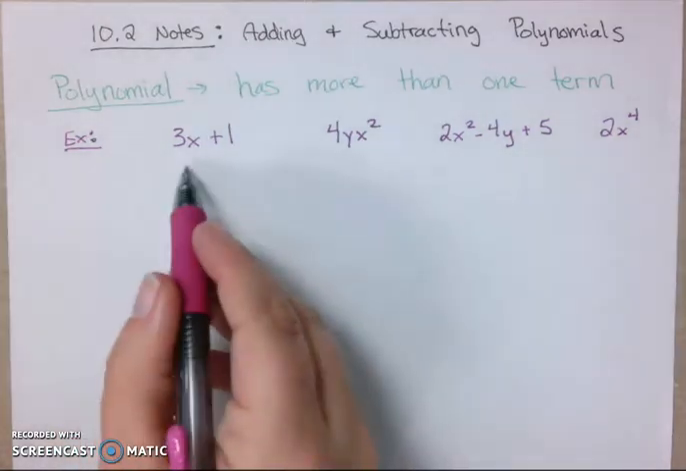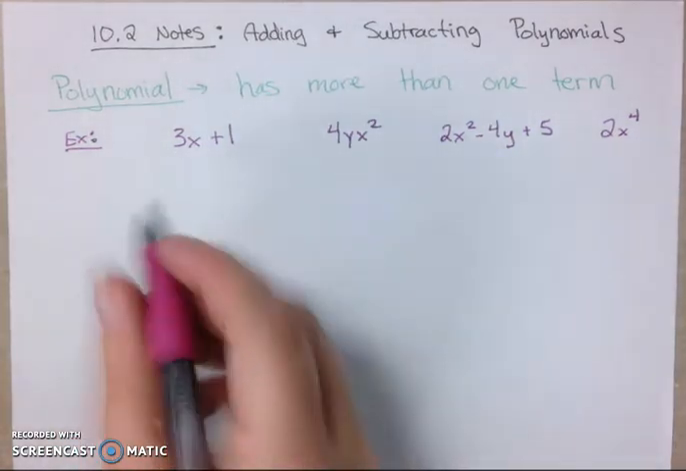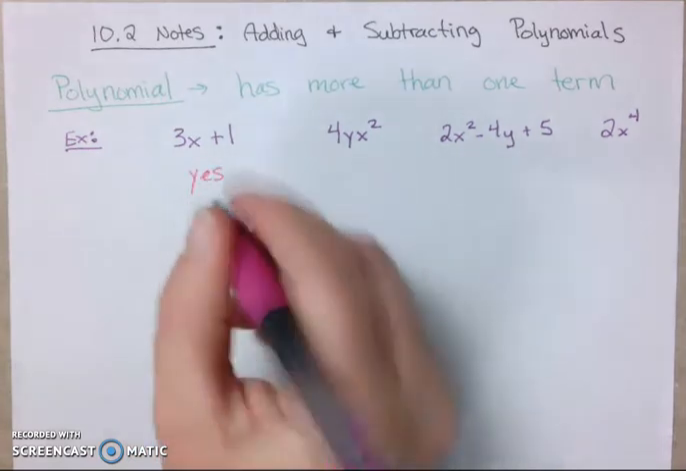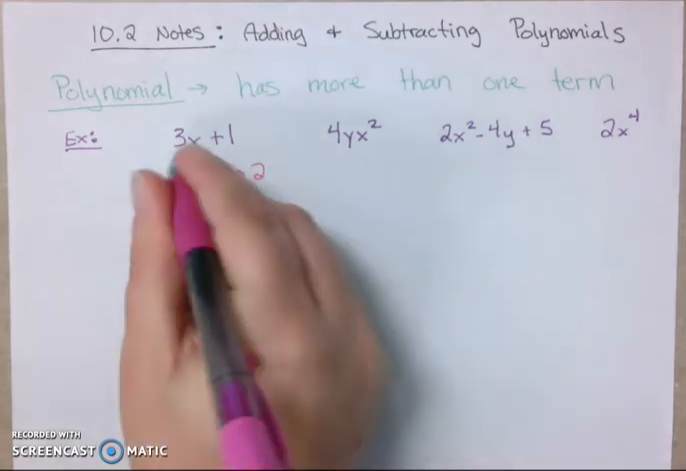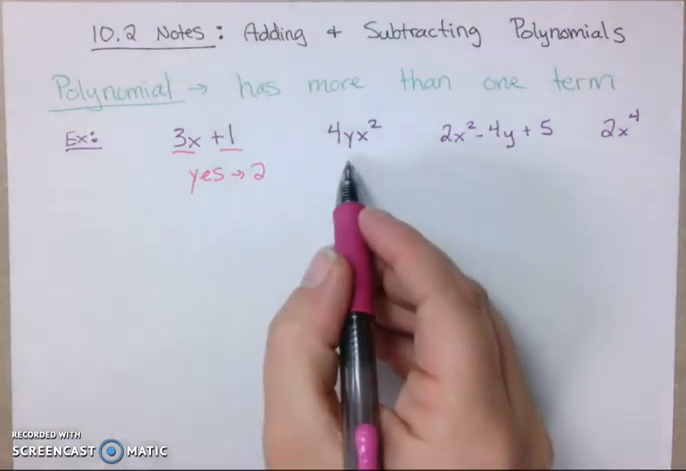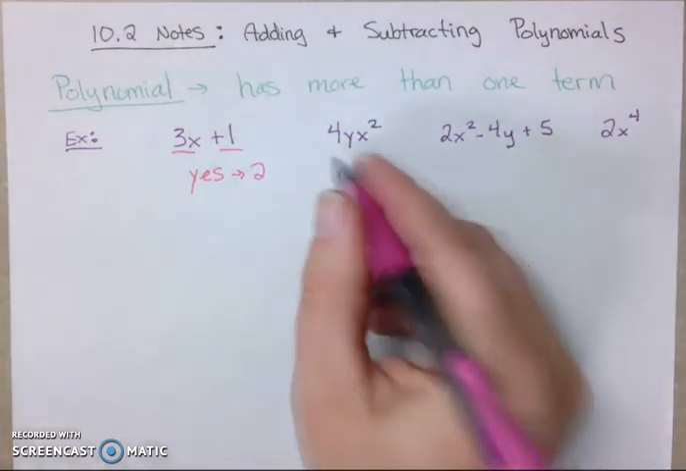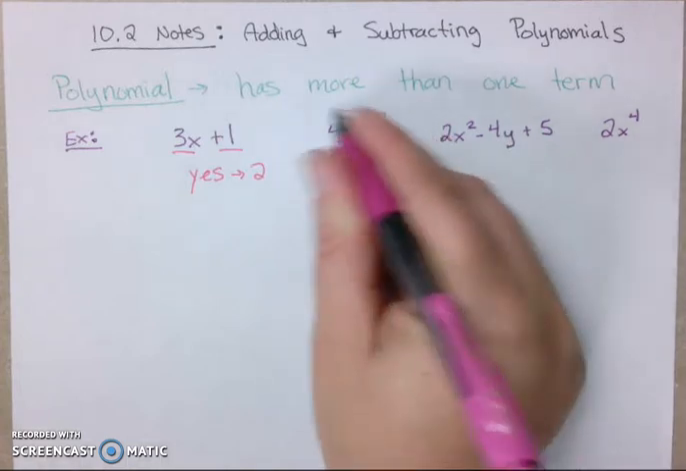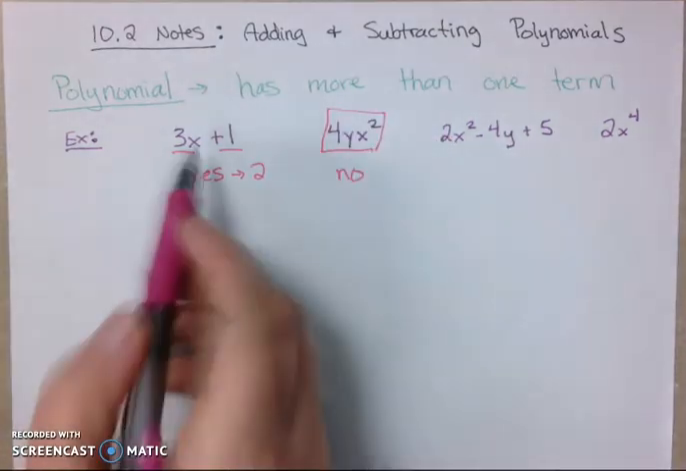So here I have 3x plus 1. Is that a polynomial? Yes, because it has 2 terms, 3x and 1. Is this a polynomial? No, it just has 1 term. Remember, this all goes together. To be separate terms, they have to be separated by addition or subtraction.